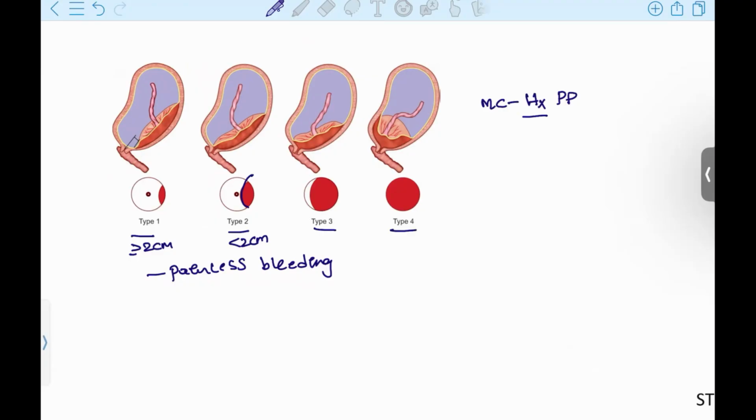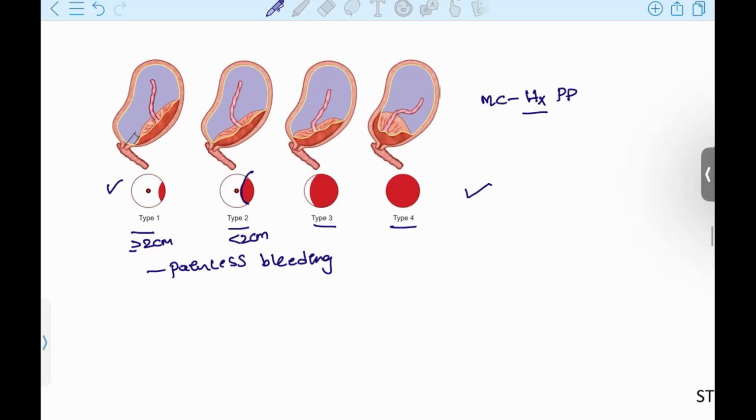Which of the following is contraindicated for vaginal delivery? I can say all types are contraindicated for vaginal delivery. But still, we can try type 1 for vaginal delivery. There is a high chance of hypovolemic shock, postpartum hemorrhage, or the patient landing in death. So to prevent all that, vaginal delivery is not done.